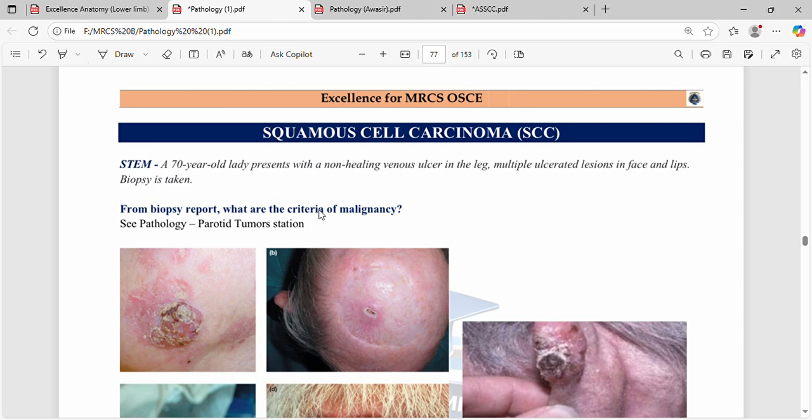So now we are going to discuss squamous cell carcinoma. A 70-year-old lady presents with a non-healing venous ulcer in the leg, and multiple ulcerated lesions on the face and lips. A biopsy is taken. So from the biopsy report, what are the criteria of malignancy?